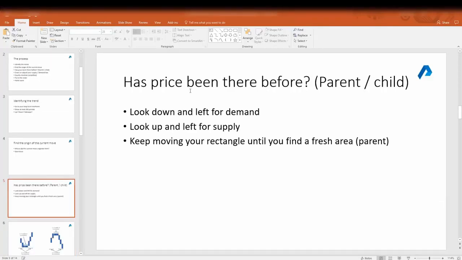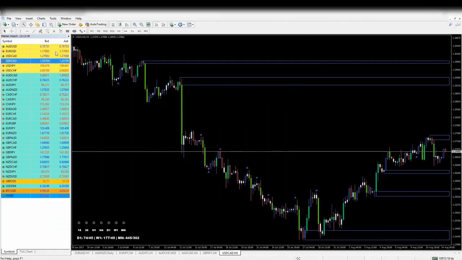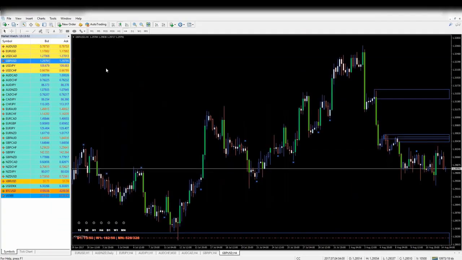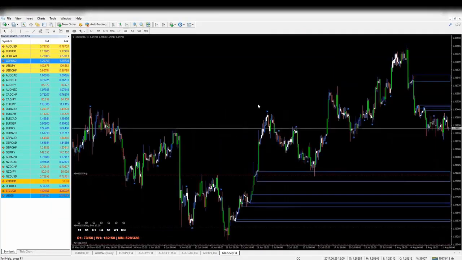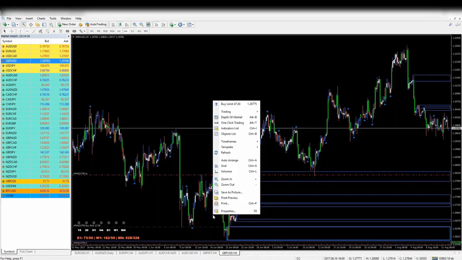Has price been there before? The parent chart. So you look down and left for demand, and you look up and left for supply. So if you go back to the example that we just had, this one here, you can see that price has already been down to this level before. So assuming that we're going to take the most highly probable area for reaction, it brings our price down here. So we're going to mark off a low. We'll put it around there.